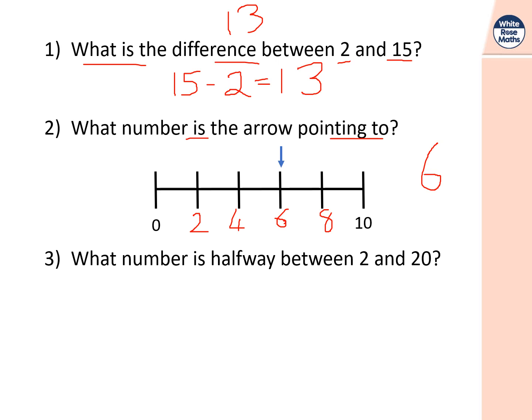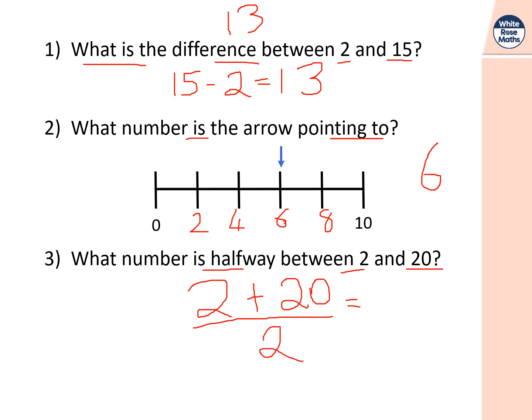Question number 3, what number is halfway between 2 and 20? So halfway, I'm going to add the two numbers and then half it. 2 plus 20 is 22. 22 divided by 2 is 11. So 11 is halfway between 2 and 20. The answer is 11.